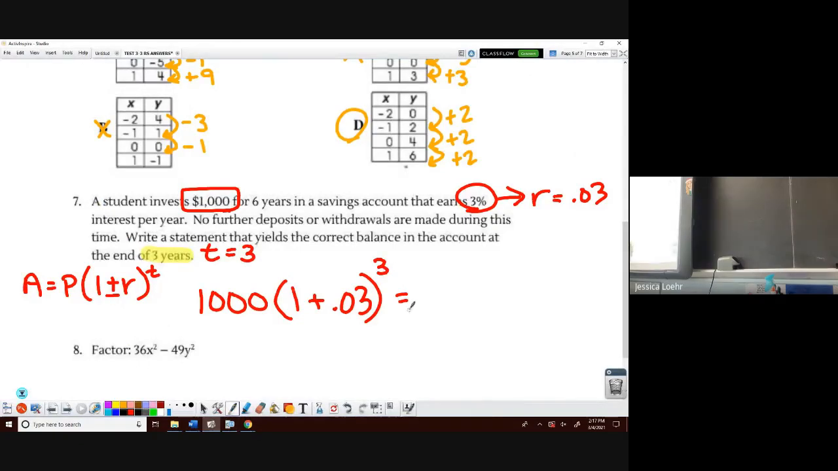They're talking about 3 years. I don't think they're asking you how much it is. I think it just said write a statement. Yeah. You don't have to tell me how much it is. You just have to tell me what the equation is.